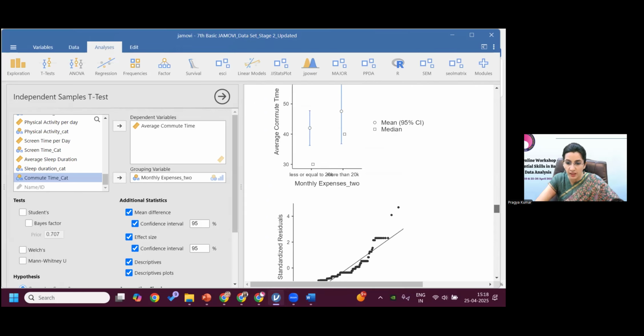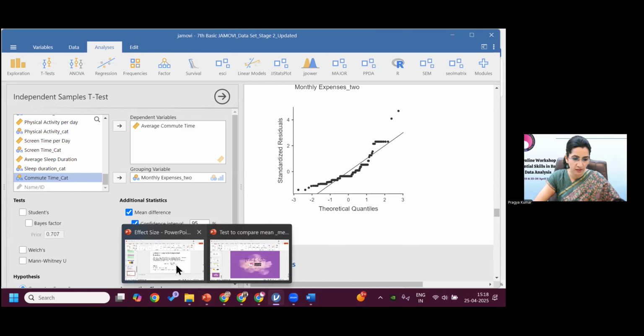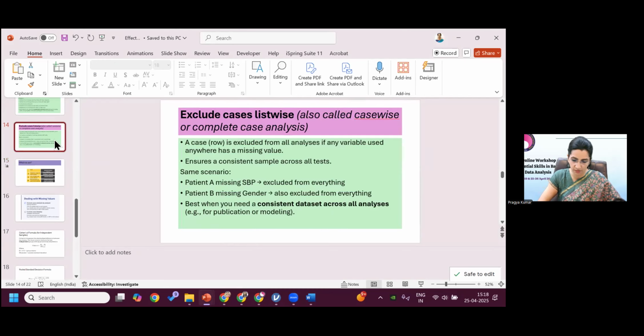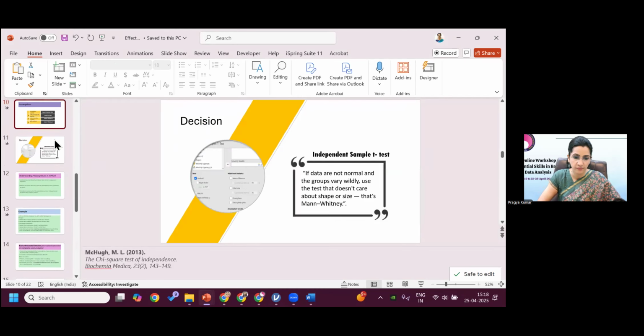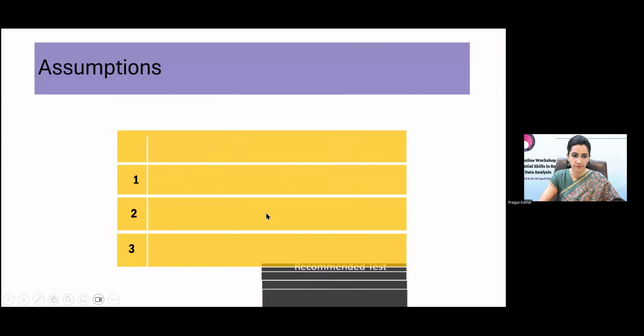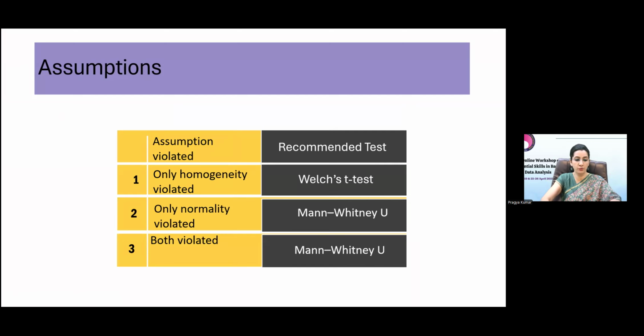But first we check the normality, because if you remember, that's why I showed you this slide. If only homogeneity is violated, not the normality, then you report the Welch t-test. If only normality is violated but homogeneity is not, then you go with Mann-Whitney U, and when both are violated, then also you go with Mann-Whitney. Understood.